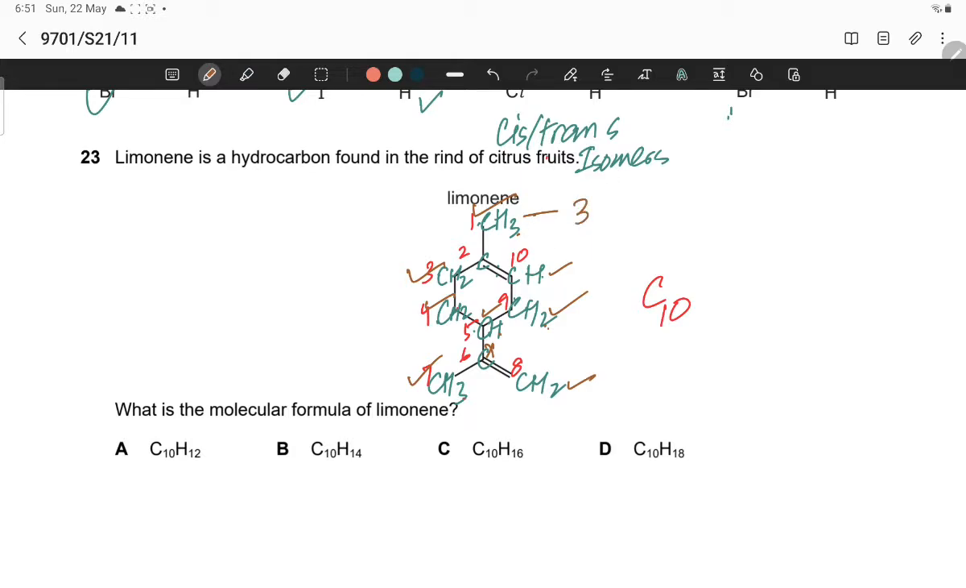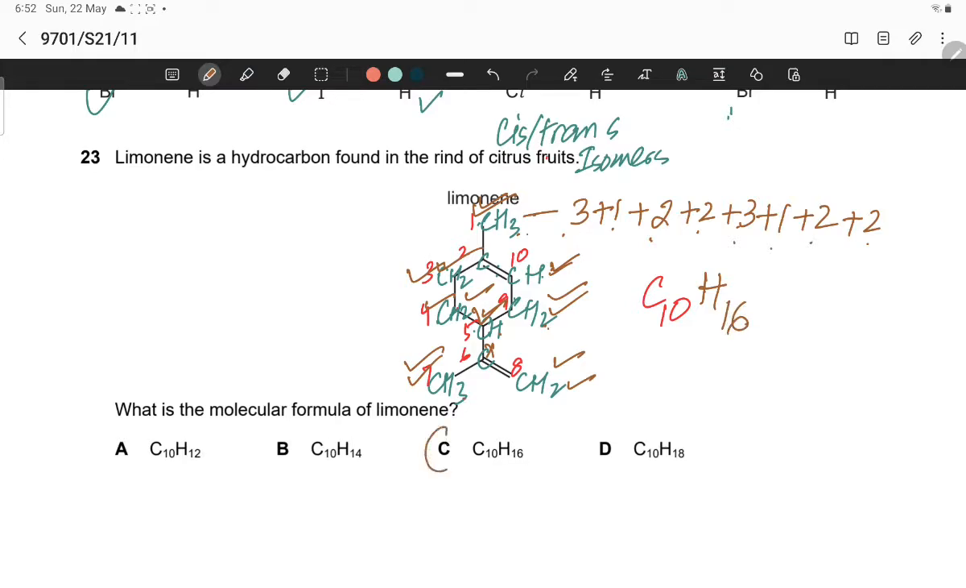Let's double check. This is 3 hydrogen atoms. This is 1 hydrogen atom. This is 2 hydrogen atoms. This is 2 hydrogen atoms. This is 3 hydrogen atoms, 1 hydrogen atom, 2 hydrogen atoms, and 2. 2 and 2 is 4, 5 plus 3 is 8, 8 plus 2 is 10, 10 plus 2 is 12, 12 plus 1 is 13, 13 plus 3 is 16. C10H16. So C option is correct.